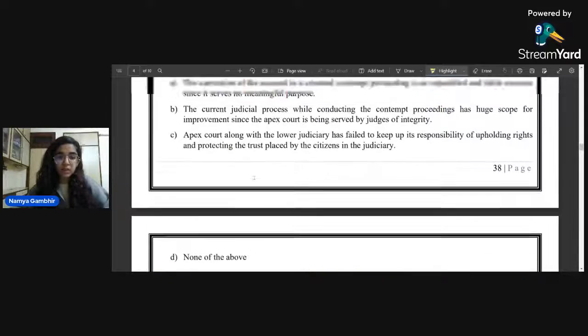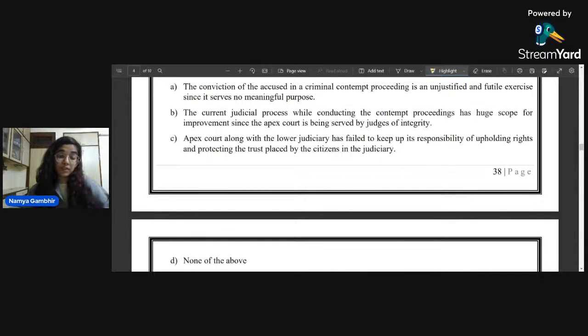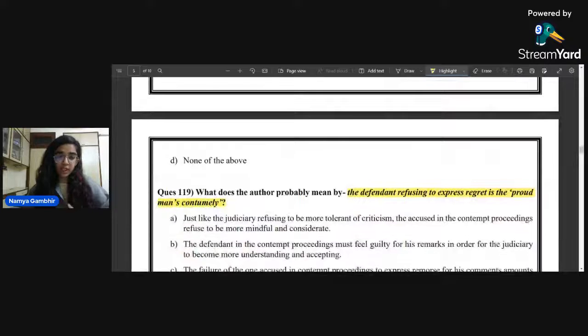And D is none of the above. Now, when you come to an option of none of the above, so you have A and you have none of the above, and you have to choose. Option A says the conviction of the accused in a criminal contempt proceeding is an unjustified and futile exercise since it serves no meaningful purpose. If you look at A, it fits very much into what the author is saying. He is saying that it is a futile exercise. There is no actual benefit coming out of it. That is what the author is talking about. Then it is an option you should go for over options like none of the above. So the answer here would be option A.